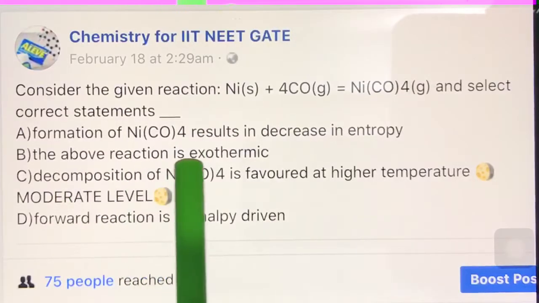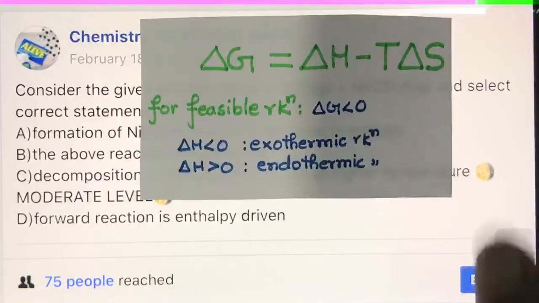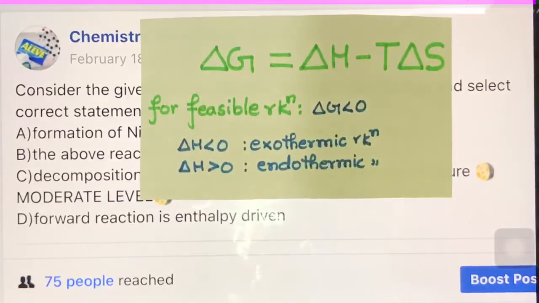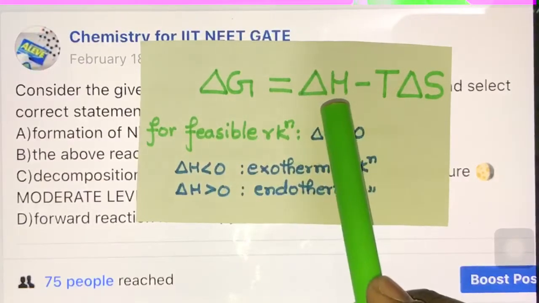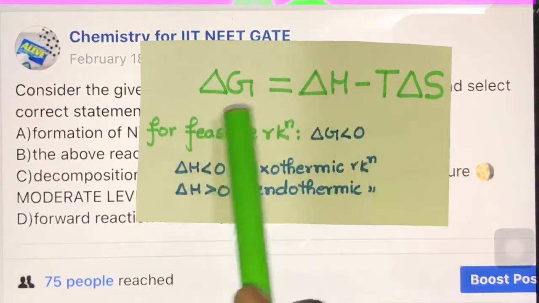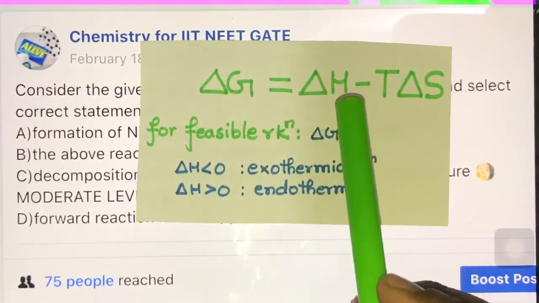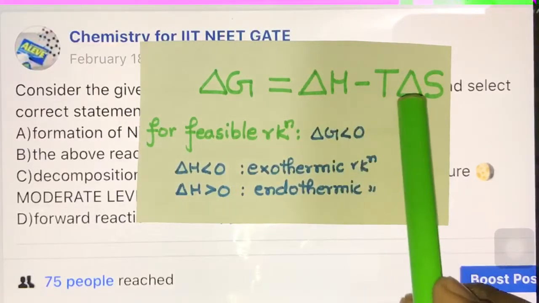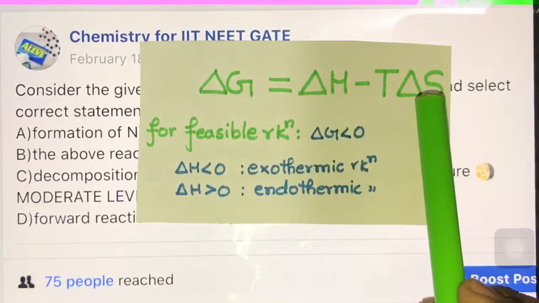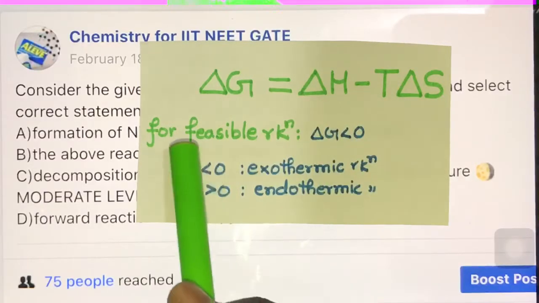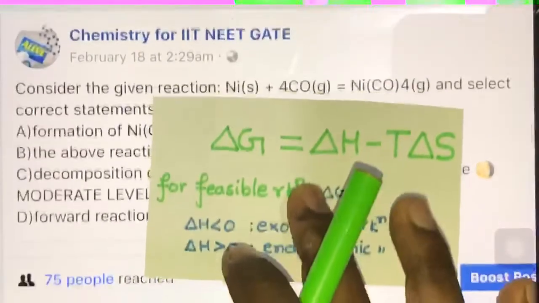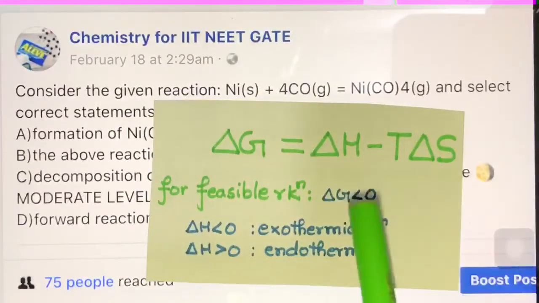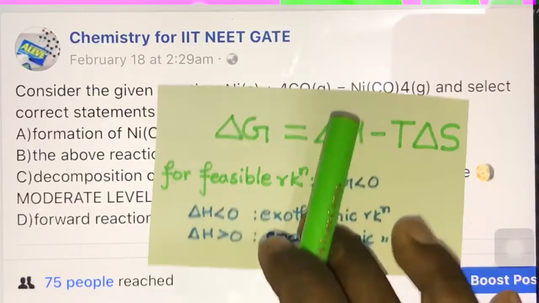The above reaction is exothermic. Okay, so let's see here. We know that delta G equals delta H minus T delta S, that is, the change in Gibbs free energy equals change in enthalpy minus temperature times change in entropy. And we know that for a feasible reaction delta G must be less than 0. As this reaction is feasible, in that case delta G must be less than 0.